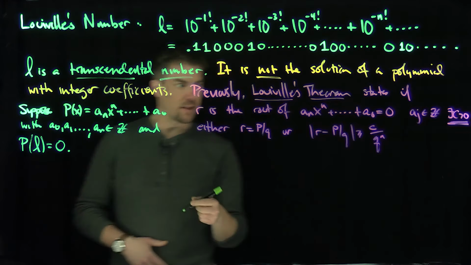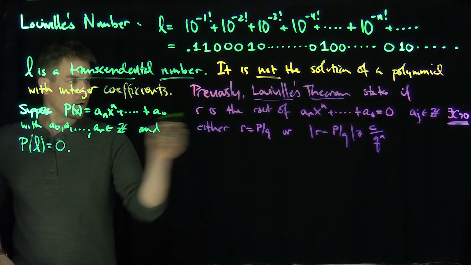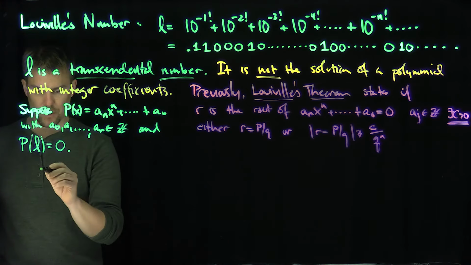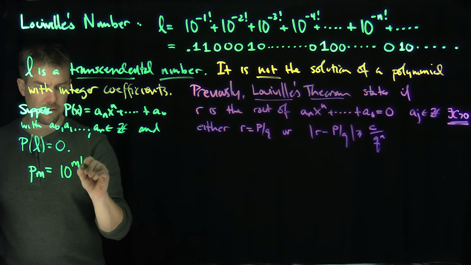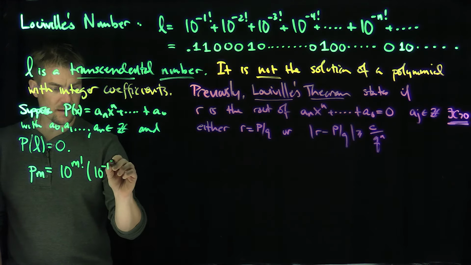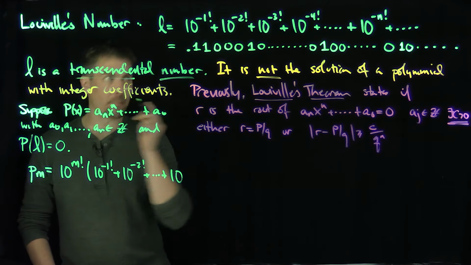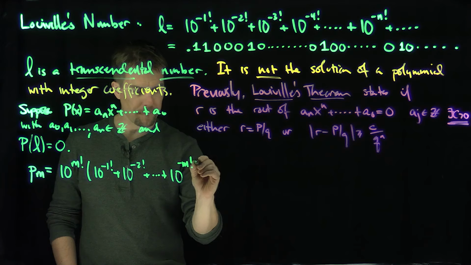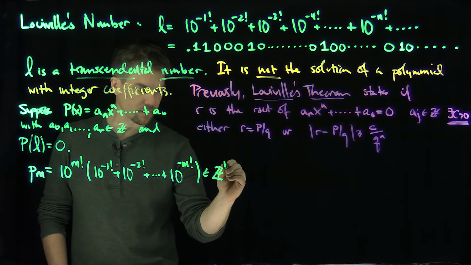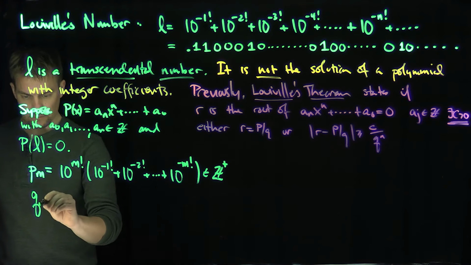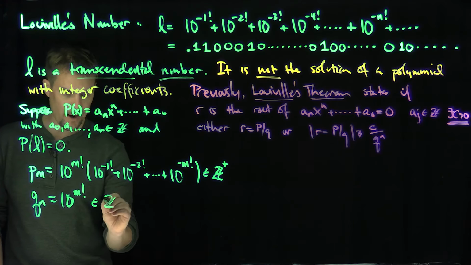So what I can do now is try to approximate this with a sequence. I'm going to consider a special sequence. I'm going to look at the numbers p_m, where p_m is 10 to the m factorial times the partial sum of this series up to level m, 10 to the negative 1 factorial plus 10 to the negative 2 factorial and so on, so that this is clearly a positive integer. And then q_m is just 10 to the m factorial. That's also a positive integer.